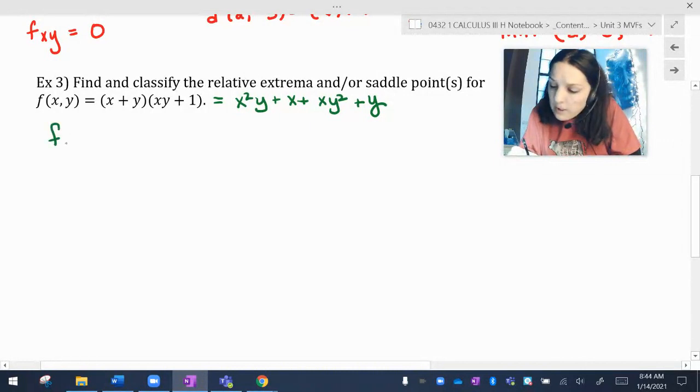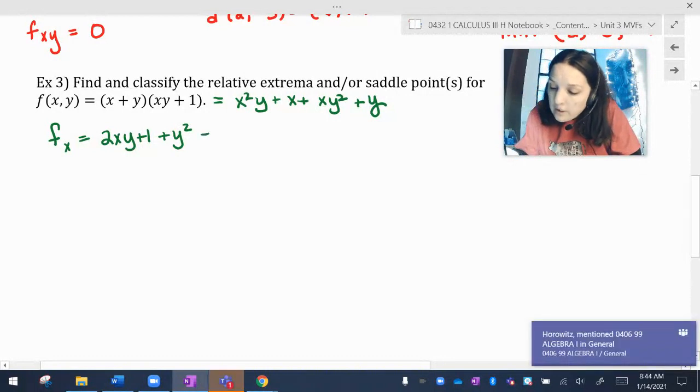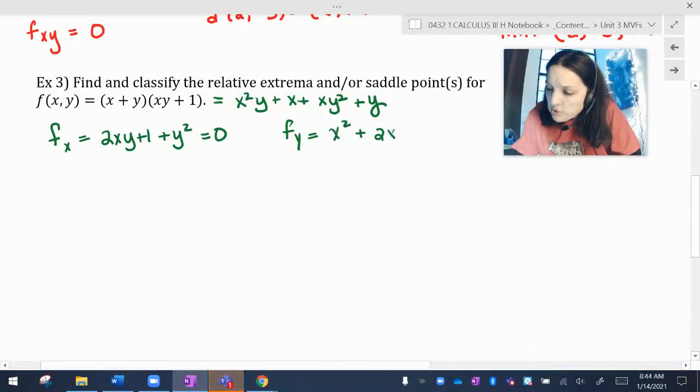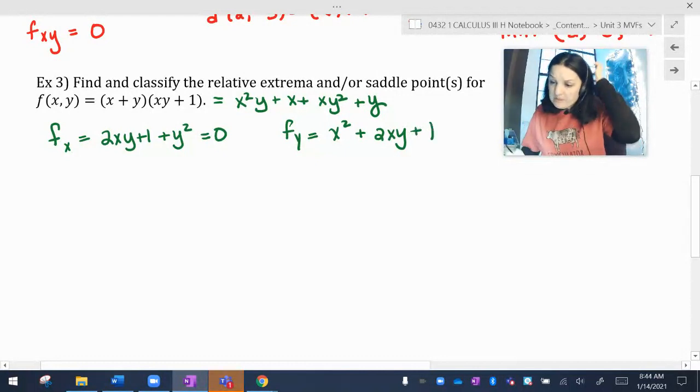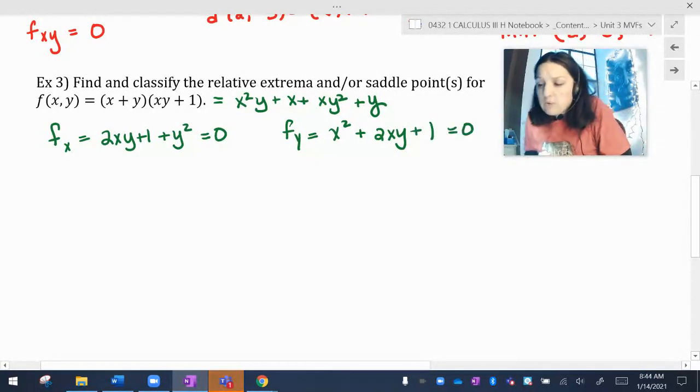So I know that f sub x is going to be what? 2xy plus 1 plus y squared. And I've got to set that equal to 0. And f sub y is going to be x squared plus 2xy plus 1. And I'm supposed to set that equal to 0. Ooh, they both have x's and y's. I have a system. I'm going to go for substitution.